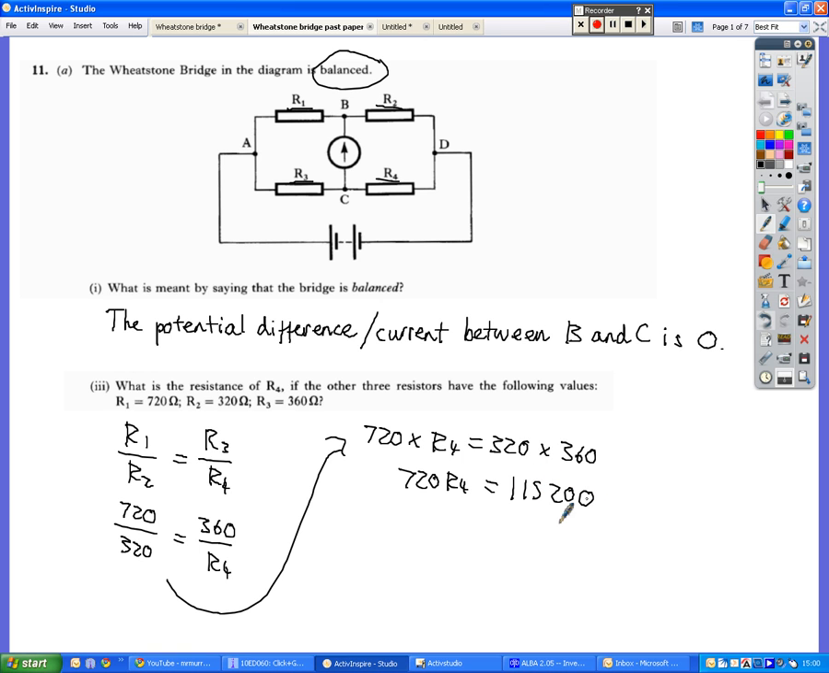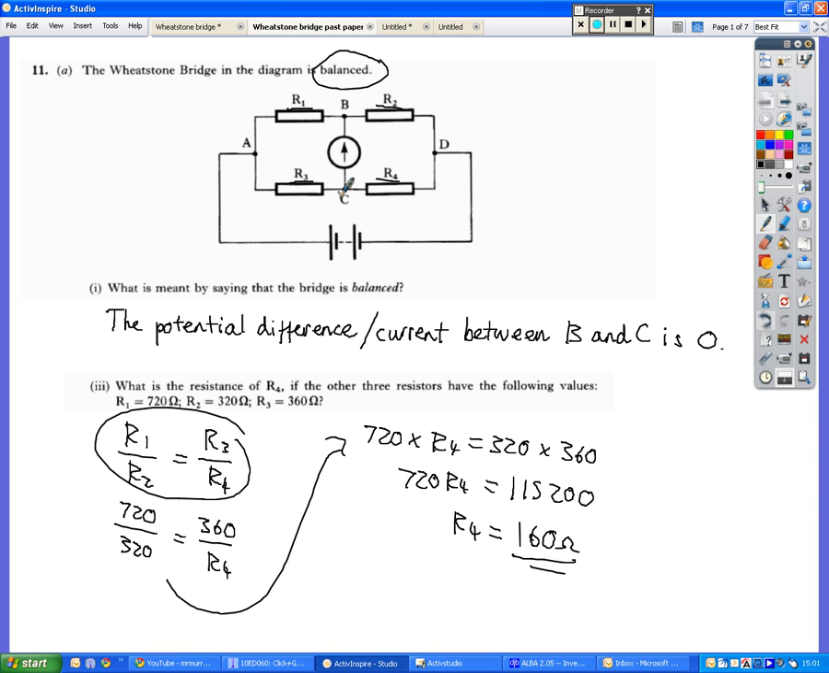115,200. Solve for R4, it's going to be 115,200 divided by 720, which is going to give you 160. So 160 ohms, just by applying this equation here for a balanced Wheatstone bridge and choosing the correct values. Made easy here because it gives you the values.